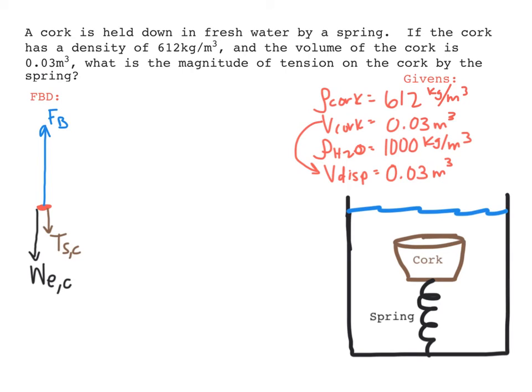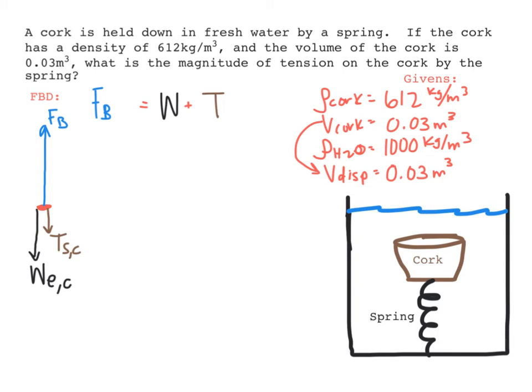Okay, so how are we going to find tension? Well, we can actually set up an equation using this free body diagram because we know that the cork is at rest, and so this whole system is balanced as far as forces go. So I'm going to set up an equation. I know that the buoyant force is equal to the weight plus the tension. I got that from my free body diagram. It's the one up equals the two downs added together.